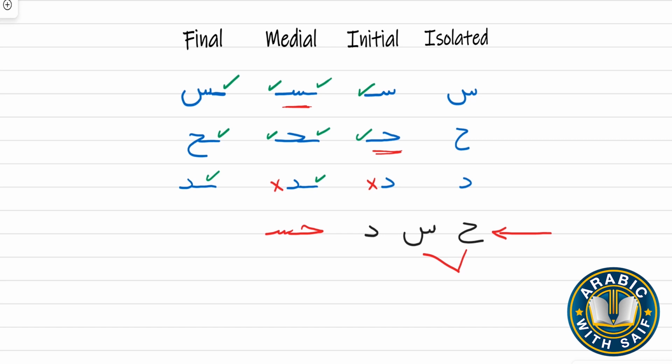Now we will check the relation between Seen and Dal. Seen in the middle allows connecting any letter after. And Dal final form can be connected to any letter before. So both will get connected. And this will be the final form for this word. All connected. Let's read it. Hasad. Hasad means envy.